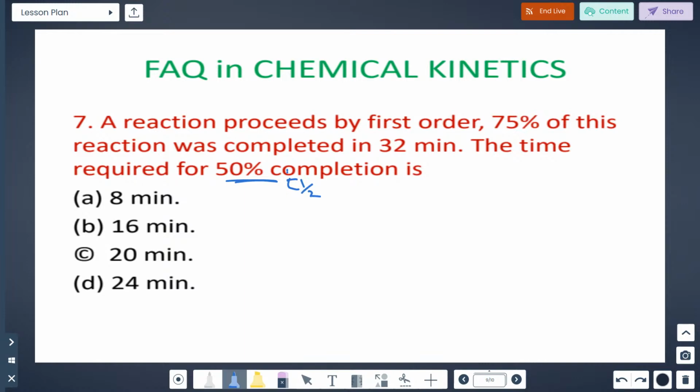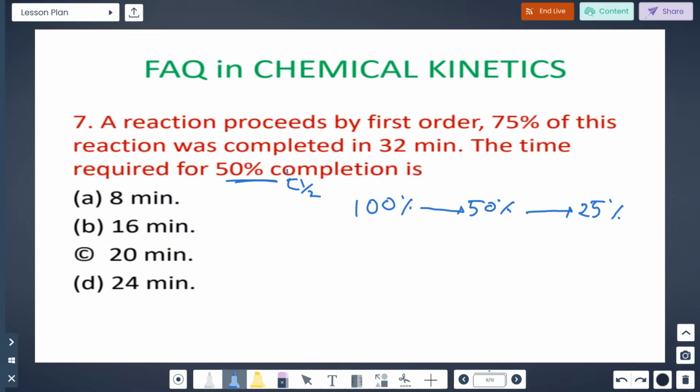Okay, right. Suppose here the percentage is given, then the initial percentage we can consider as 100. Initially we can consider 100%. If 100% becomes 50%, that's called the half-life period. Understood? Then again 50% becomes 25%. Understood? Now see the question.